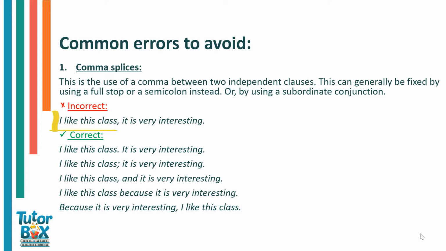So looking at this example, which is, I like this class, it is very interesting. Although this seems correct and valid, it is actually incorrect. This is because the part of the sentence, I like this class, is an independent clause because you can just say it on its own and it makes sense. The second part, it is very interesting, is also an independent clause because you can also say it on its own and it makes sense. In other words, both of these parts don't actually need other clauses added onto them so that it makes sense.